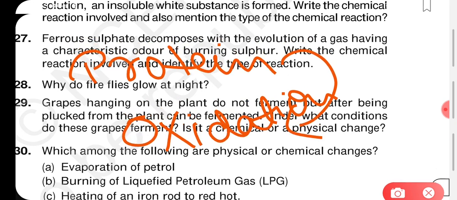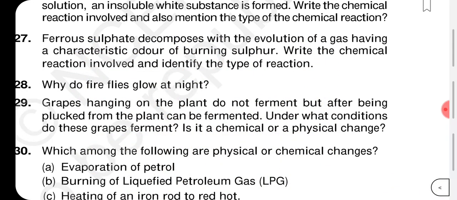Okay, now moving on to the next one, that is, grapes hanging on the plant do not ferment, but after being plucked from the plant can be fermented. Under what conditions do these grapes ferment? Is it chemical or is it a physical change? So in this question, if you see, grapes when they are attached to the plants are living, right, and their own immune system prevents fermentation.